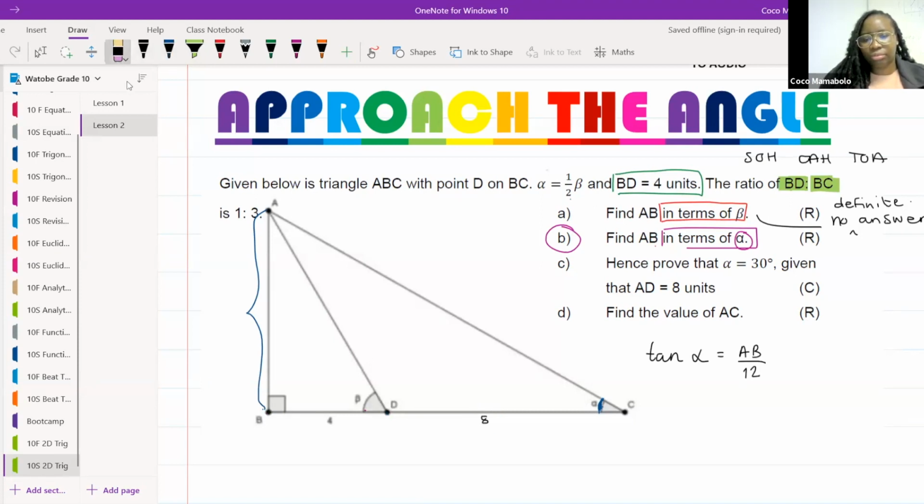Oh, I add 4 and 8 because I'm using the bigger side. Okay, the bigger side, right? We're using the whole side ABC. Yes. Good. So it ends up being 12. Beautifully done. Okay, you're not done. Finish up the sum. What do we need to do? Then I multiply by 12 on both sides. Good. Ah, wonderful. And I'm left with AB is equal to 12 tan alpha.